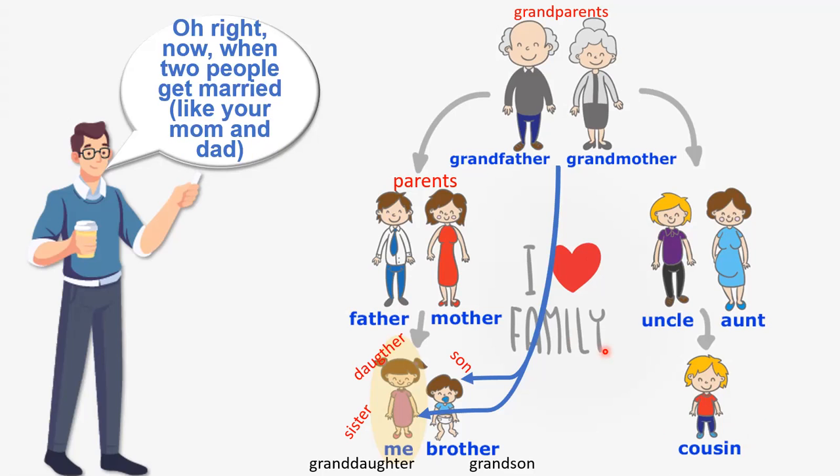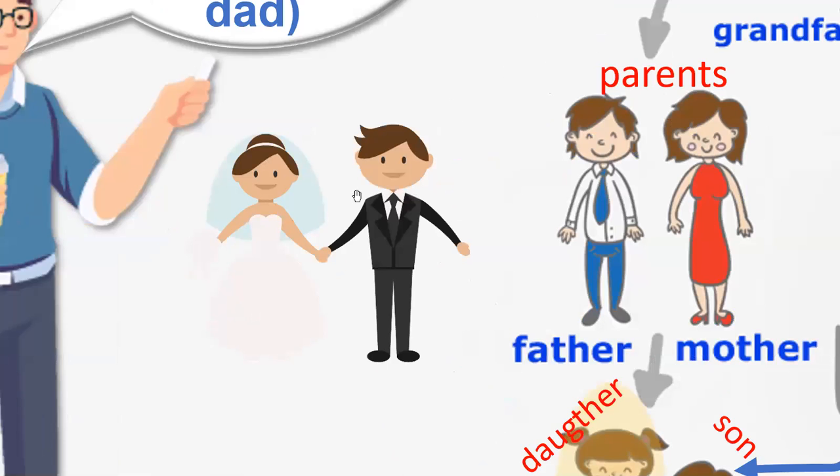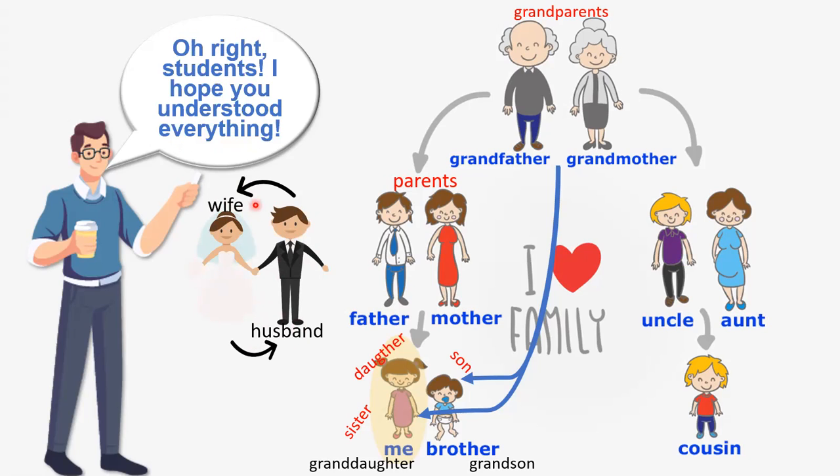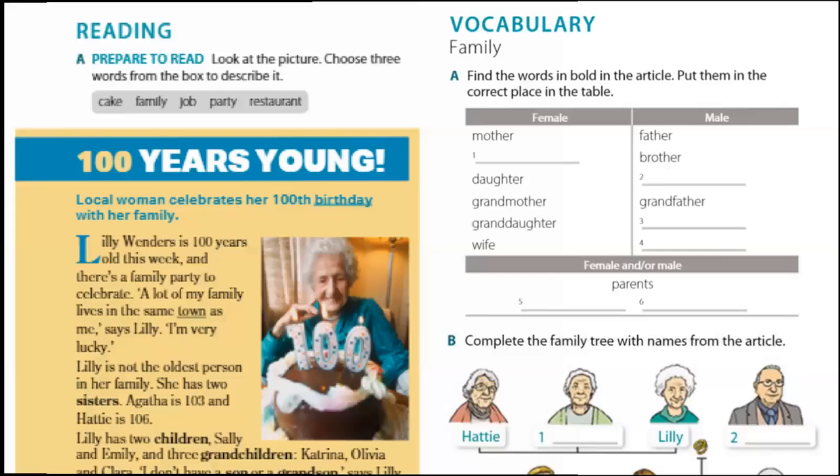Very good. Now, when two people get married, like this, two people, the man is now her husband and the woman is now his wife. Okay, cuando dos personas se casan, ahora él es el esposo de ella, esposo, y ella es la esposa de él. Husband and wife. All right, students, I hope you understood everything. If you have questions, please send me a message.